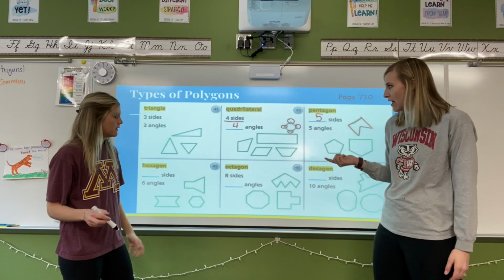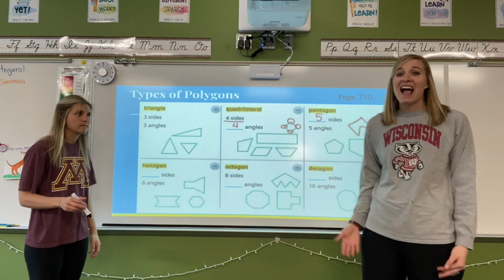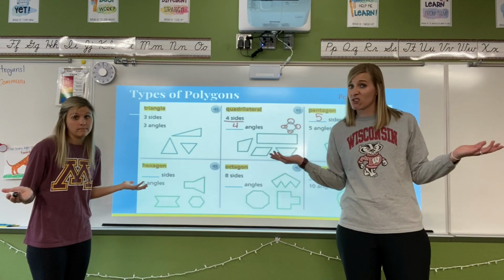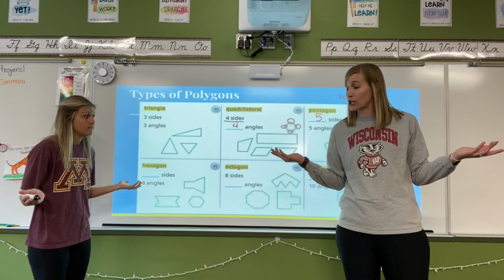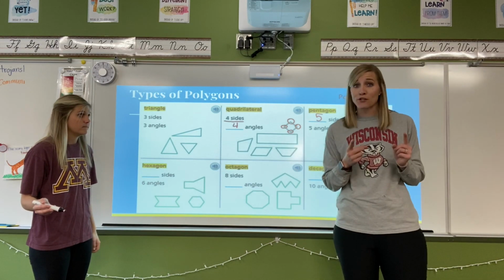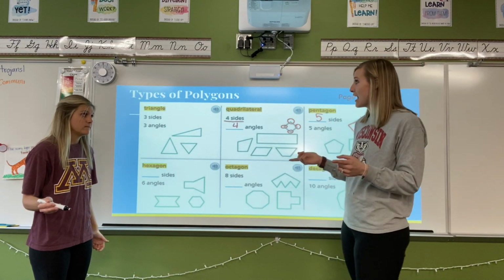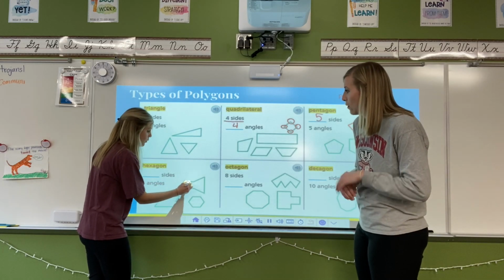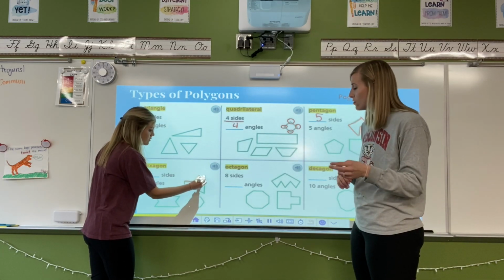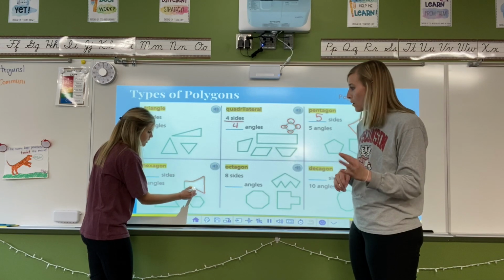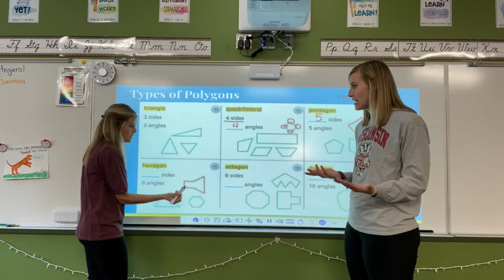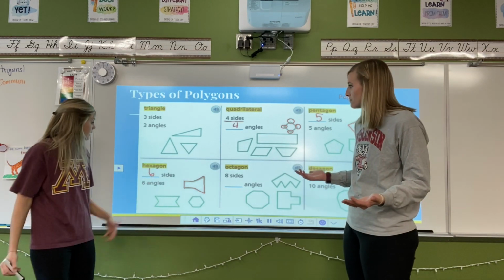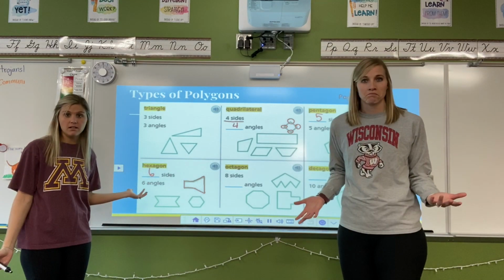Let's keep going. The next one is called a hexagon. A hexagon, I'm not sure how many sides, but I think I can make a pretty good guess. But I know for sure it has 6 angles. Let's count the sides. I'm going to choose this one right here. Count with us. 1, 2, 3, 4, 5, 6. 6 sides. So a hexagon has 6 sides and 6 angles.